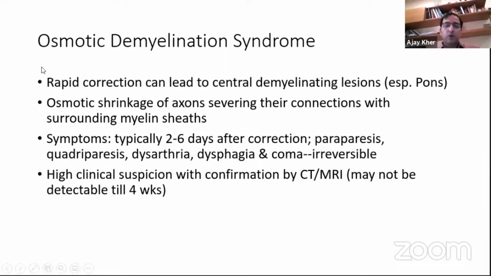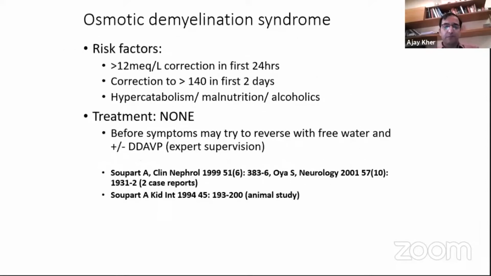So let's talk about osmotic demyelination. So that's rapid correction leading to central demyelinating lesions. And this is due to osmotic shrinkage. The symptoms are typically 2 to 6 days after correction and can include paraparesis, quadriparesis, dysarthria, dysphagia. And high clinical suspicion is required for confirmation by CT or MRI, though the lesions may not be detectable even up to 4 weeks after.